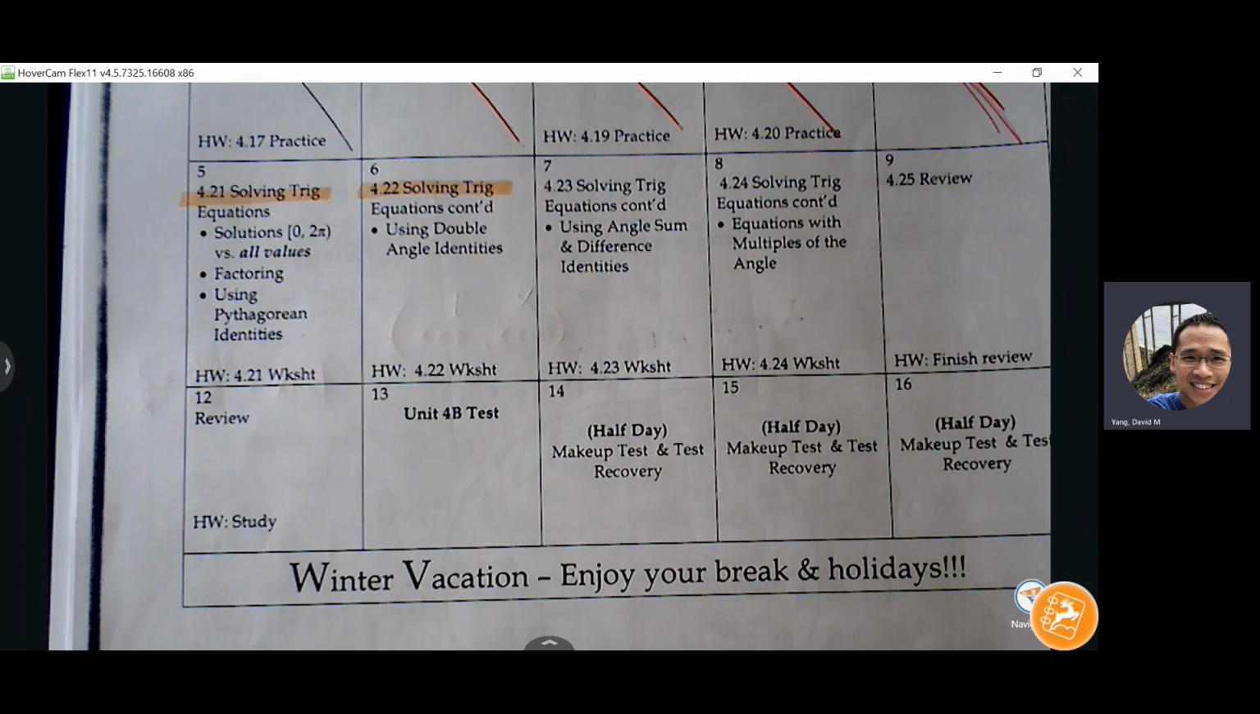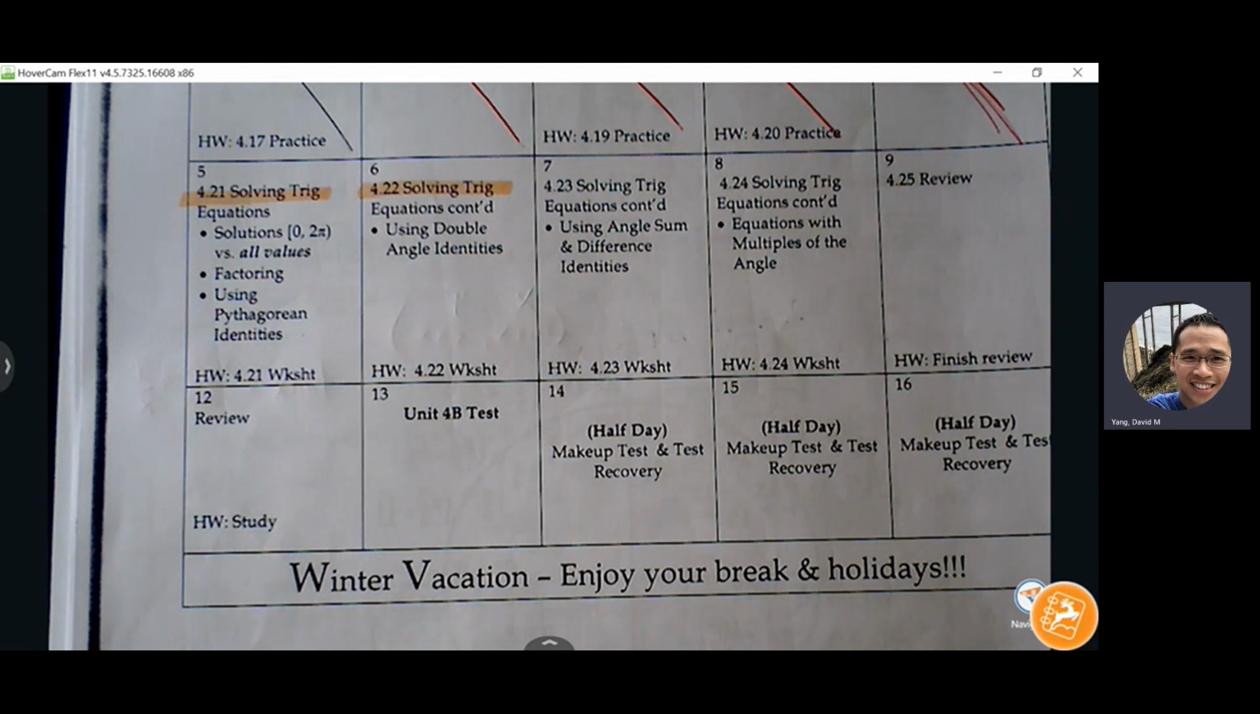Okay, guys, let me go over the calendar. Monday, I went over solving trig equations with the factoring, with the Pythagorean identities, with the double angle identities. Really, you're just trying to apply the identities in a way that will allow for your trig equation to be solved.